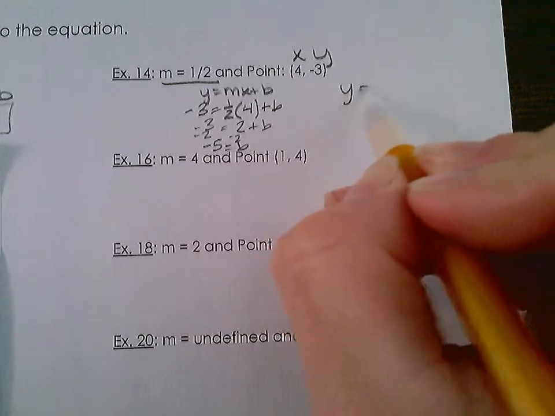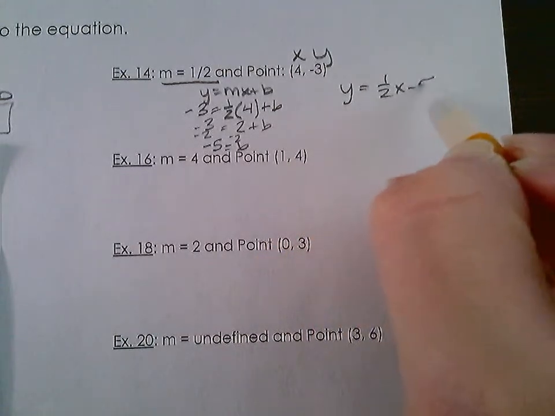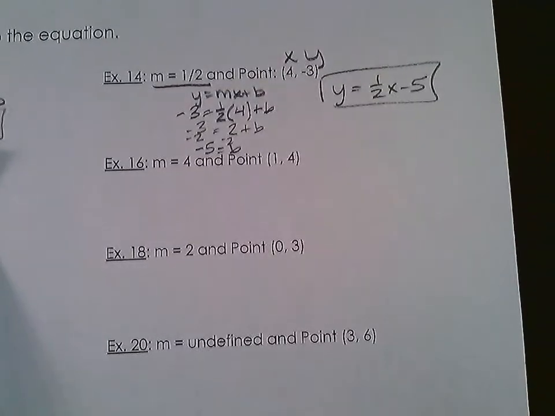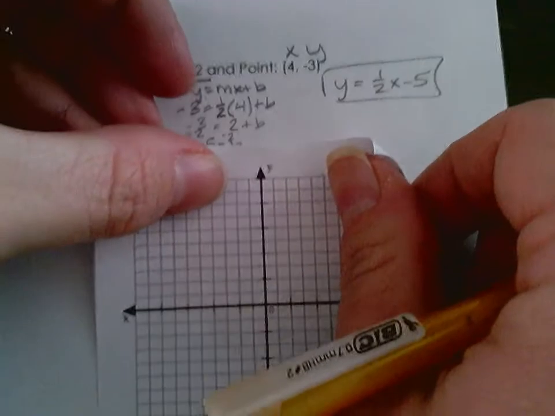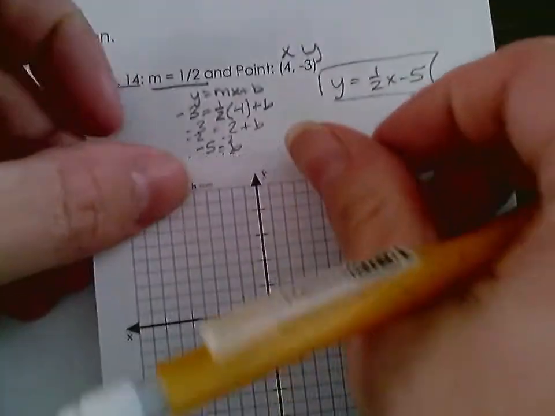So if I'm looking for the equation of that line, it's going to look like y is equal to 1/2 x minus 5. Now, if you wanted to graph this one, or any of these for that matter, you should be able to graph it and see that, in fact, the y-intercept would have been at negative 5. All right, so let's graph it and see.